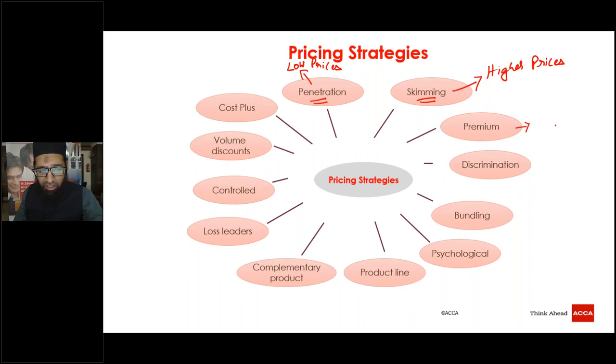Discrimination means I'm setting a different price for different markets. Product bundling means that I bundle a combination of products and then set a price. In psychological pricing, I set a price using human psychology. For example, instead of setting $100 for a price, I will set $99. So psychologically, the product seems to be cheap.